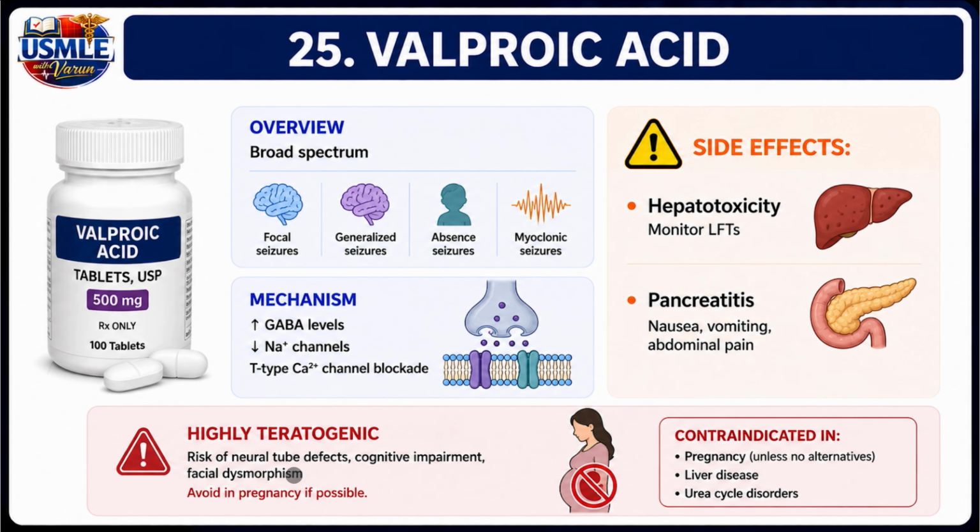It is highly teratogenic. There is a risk of neural tube defects, cognitive impairment, and facial dysmorphism. So we need to avoid valproic acid in pregnancy if possible. It is contraindicated in cases of pregnancy, liver disease, and urea cycle disorders. Valproic acid acts by increasing the GABA levels, reducing sodium channel activity, and also blocking the T-type calcium channels.